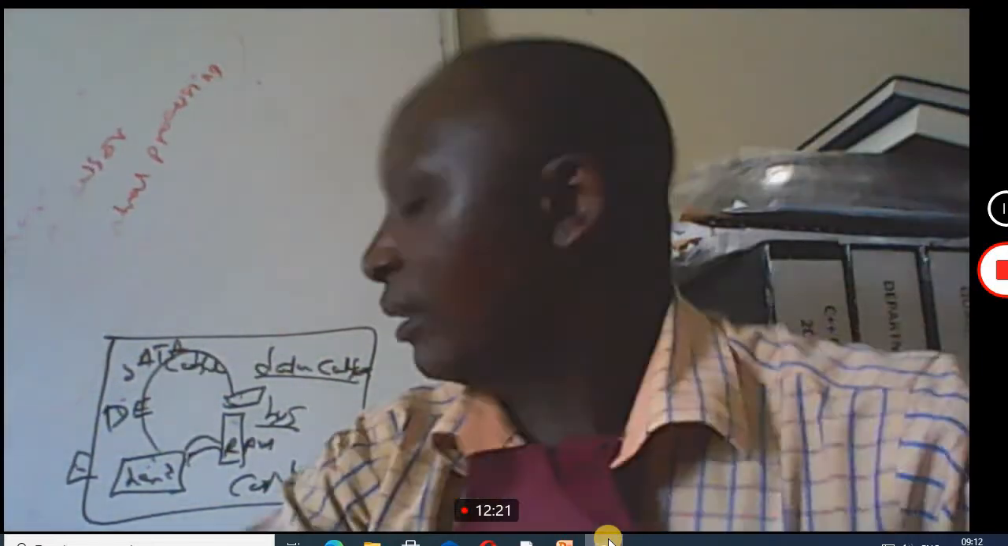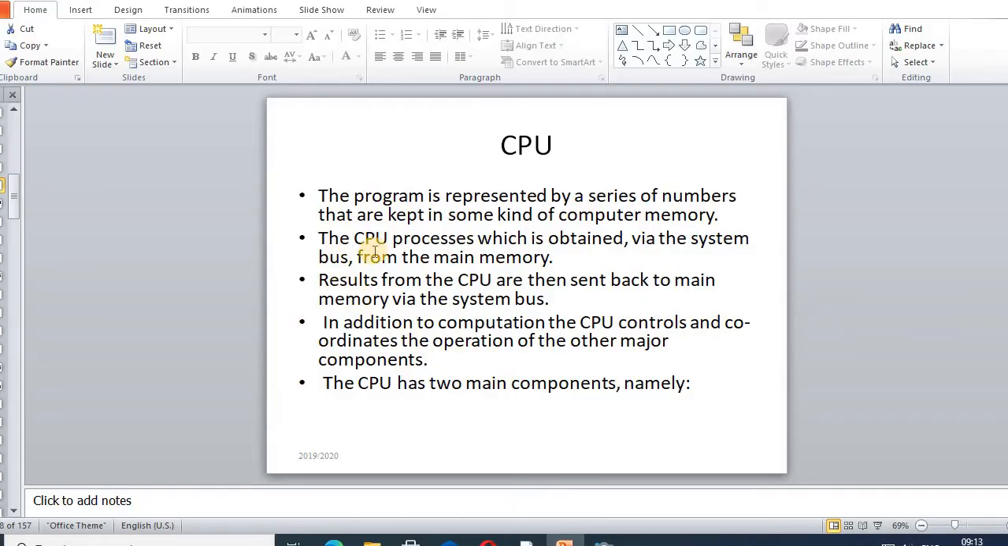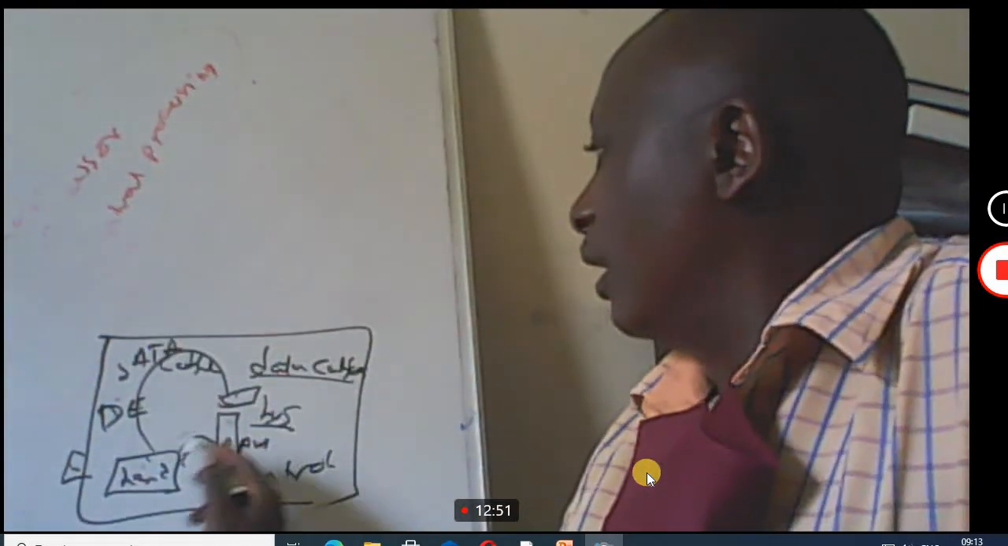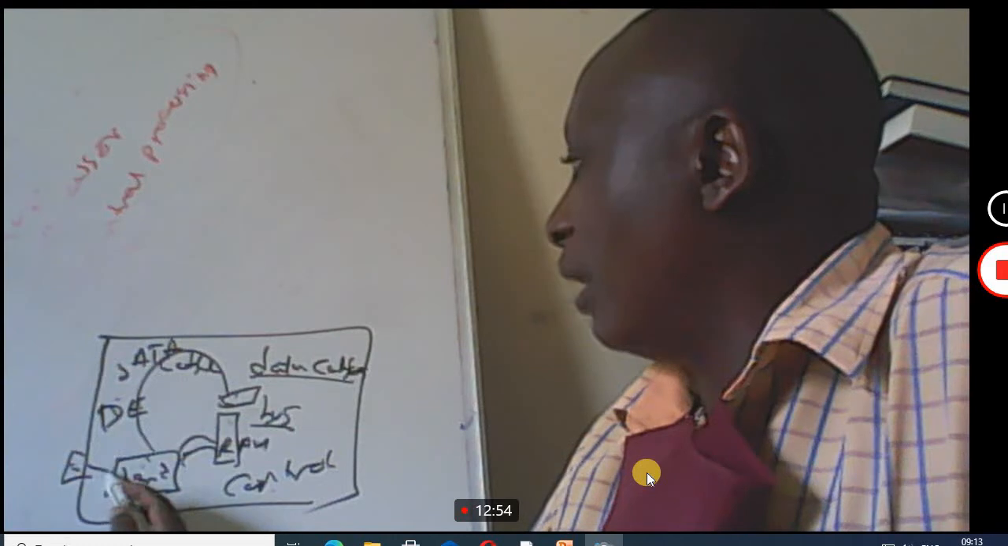So those are some of the ones that we can call buses. So the CPU processes which are obtained via the system bus from the main memory. So it passes through the buses, which we call the data cable or control buses. The results from the CPU are then sent back to the main memory via the system bus. So when the system receives, as I told you here, when the information is sent here, it will come here.